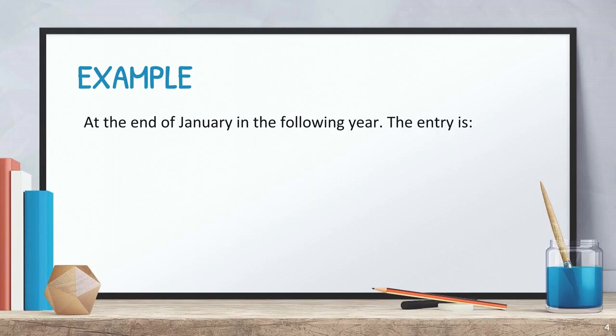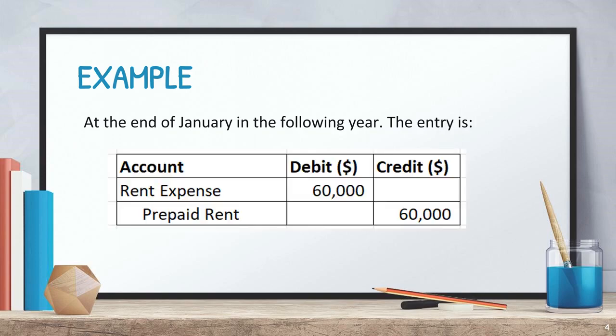Since the prepaid rent has been used up, we decrease the prepaid rent asset account with a credit entry of $60,000. Simultaneously, we increase the rent expense account with a debit entry of $60,000 to reflect the expense incurred. By recording this adjusting entry, we are allocating the prepaid amount to the rent expense for the month of January.